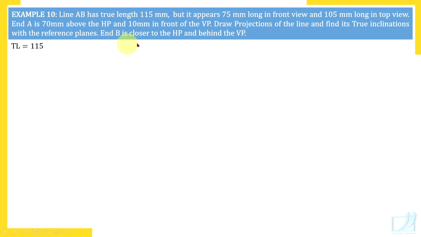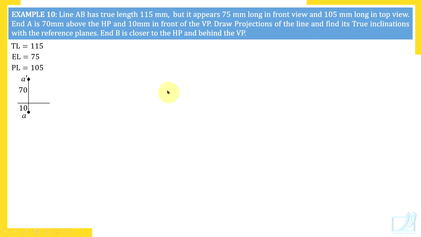True length 115, but it appears 75 millimeters long in front view and it appears 105 millimeters long in top view. End A is the reference point. Position of end A is known from both the reference planes. What is that position? 75 millimeters above HP, so we should measure 75 millimeters above the XY line, and front view gives distance from HP. 10 millimeters in front of VP, so 10 millimeters in front of the XY line, point A, that is the top view of point A.